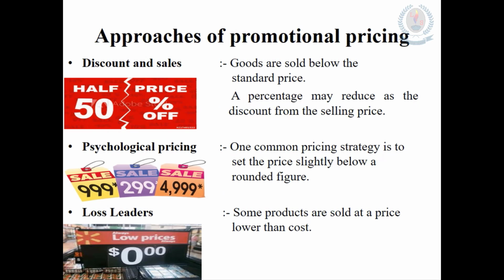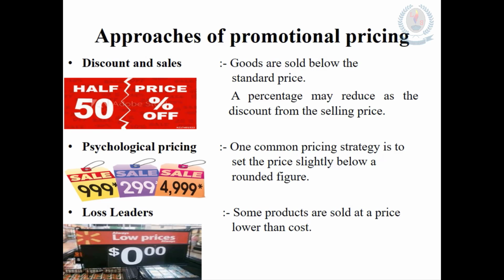Now we are discussing the approaches of promotional pricing. There are 3 main approaches: discount and sale, psychological pricing, and loss leaders. Discount and sale means goods are sold below the standard price. That means reducing by a percentage, like a 20% discount or a 30% discount. With that, customers feel the product is much cheaper, so they purchase it.